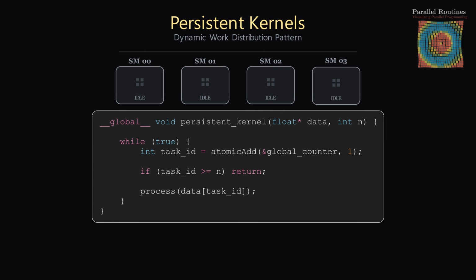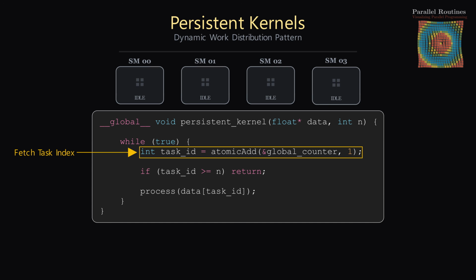Let's examine the persistent kernel code structure. This is where the magic happens. Notice the infinite while loop. Unlike traditional kernels that process one task and exit, persistent kernels stay alive, continuously requesting new work.